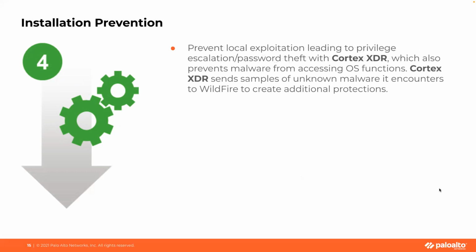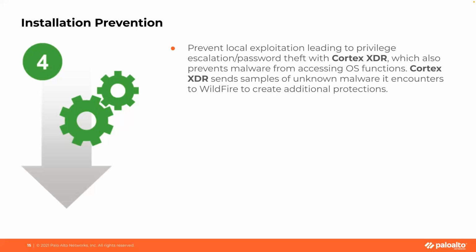So how do we prevent this? Again, this is something that happens entirely on the endpoint. So there is no network activity at this point yet. The entire activity is on the host machine. So again, in order to prevent local exploitation that's used for privilege escalation or password theft, we can use Cortex XDR, which also prevents malware from accessing certain operating system functions.